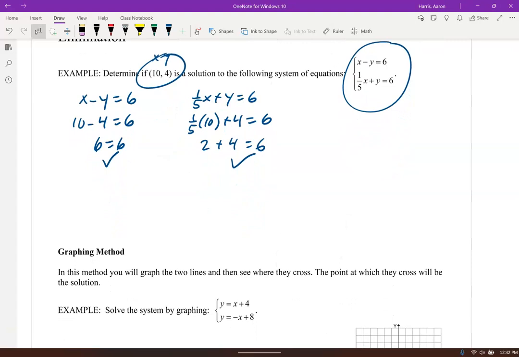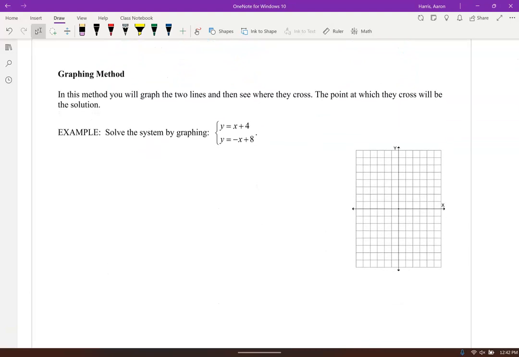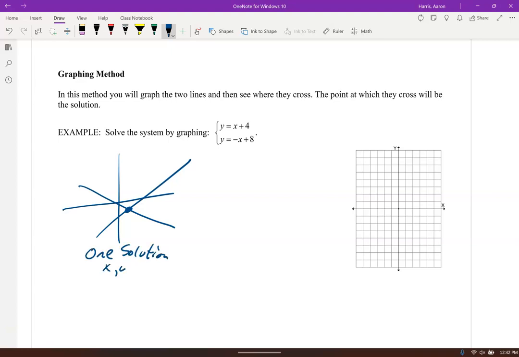Now when you're working with linear equations, there are three scenarios that you'll have when you're graphing and finding the solutions by the graphing method. The first scenario is you graph the first line, you graph the second line, and the solution is where they cross. So you have one solution, and it's whatever point they cross at.